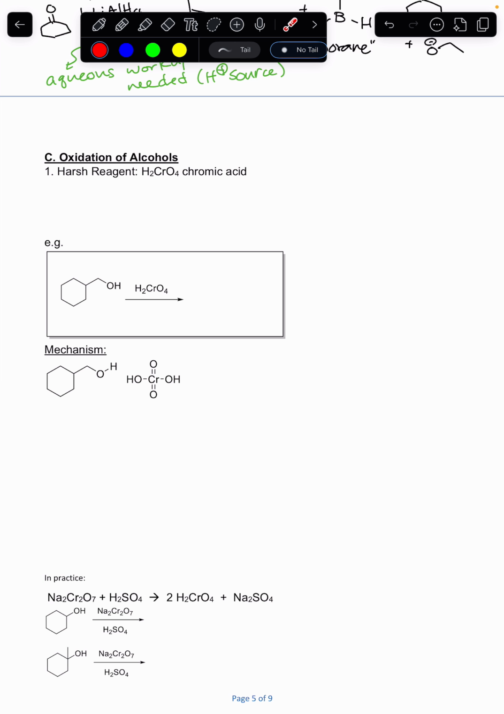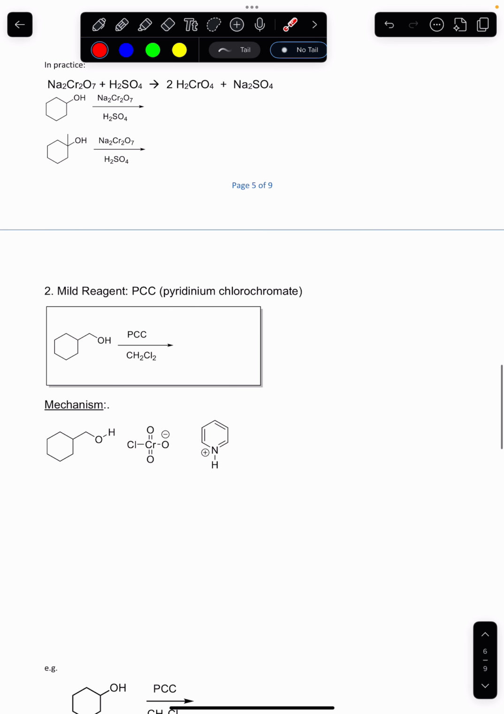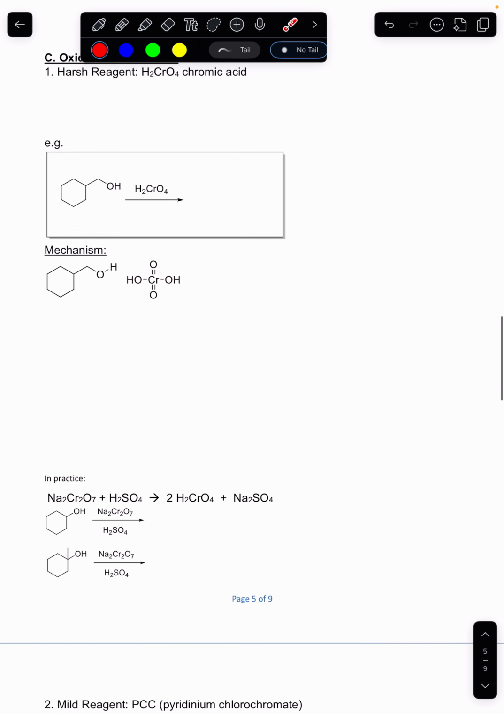Now, that said, the key idea for oxidation of alcohols, I want you to know there's going to be the harsh reagent version and then the mild reagent version that result in a very different result. So that's what I want you to pay attention to.